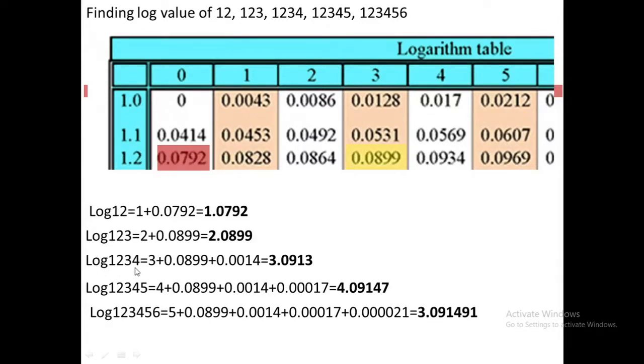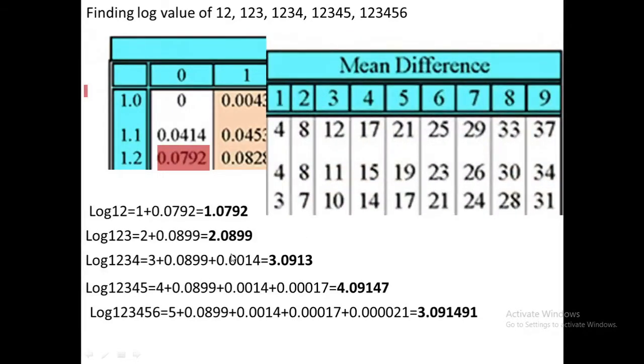Similarly, if we want to calculate the log value of 1234, first you write 3, then the log value of 12 at column 3, which is 0.0899, and now the role of the mean difference will come, because there is one more number after 1, 2, 3, which is 4. For that 4 we write the number mentioned in the mean difference, and that is 14. But we will not write 14 directly. We have to divide this number by 10,000 and then add it with the other number. The final log value will be 3.0913.